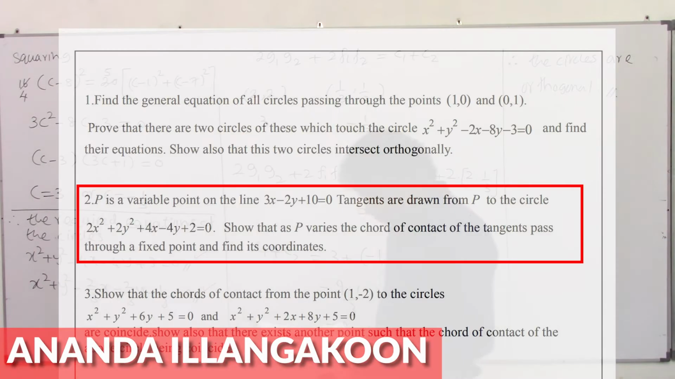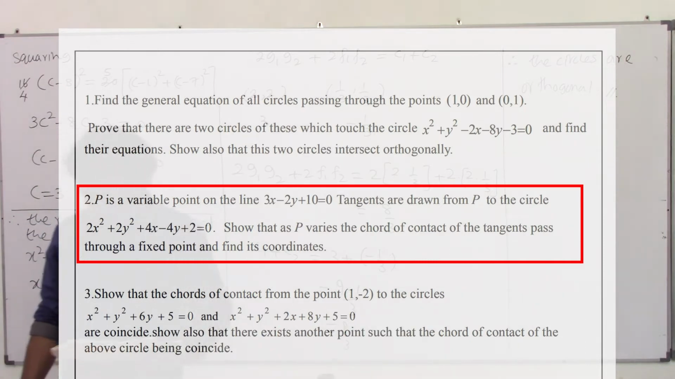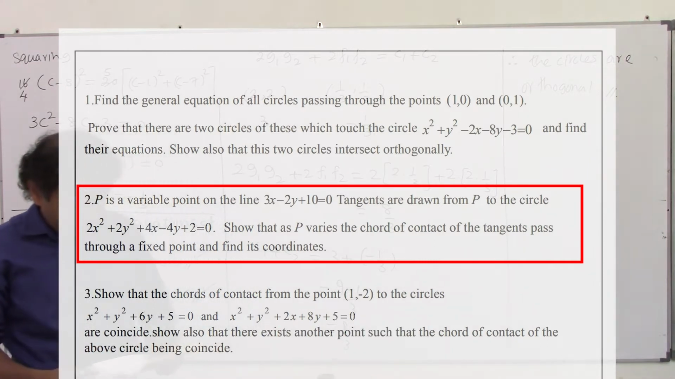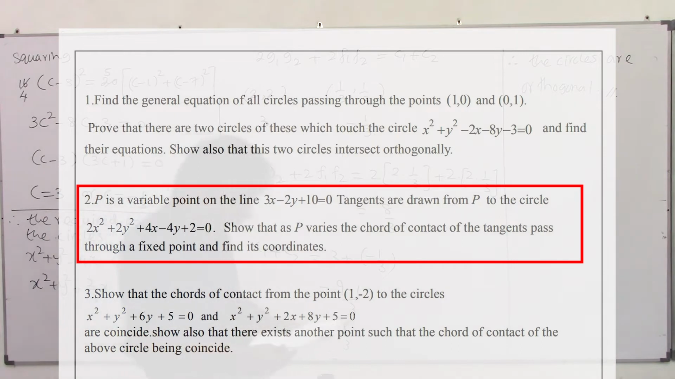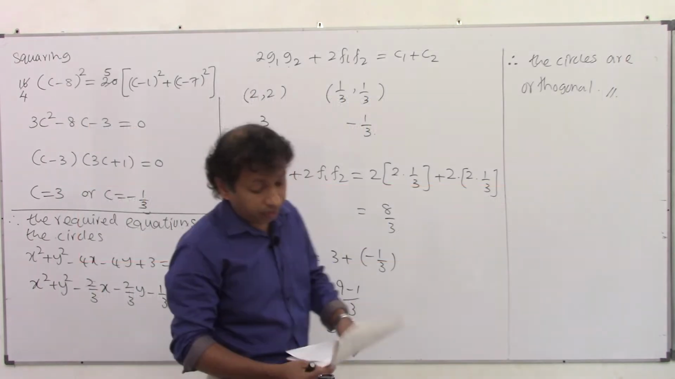2. P is a variable point on the line 3x minus 2y plus 10 equals 0. Tangents are drawn from P to the circle 2x squared plus 2y squared plus 4x minus 4y plus 2 equals 0. Show that as P varies, the chord of contact of the tangents passes through a fixed point and find its coordinates.